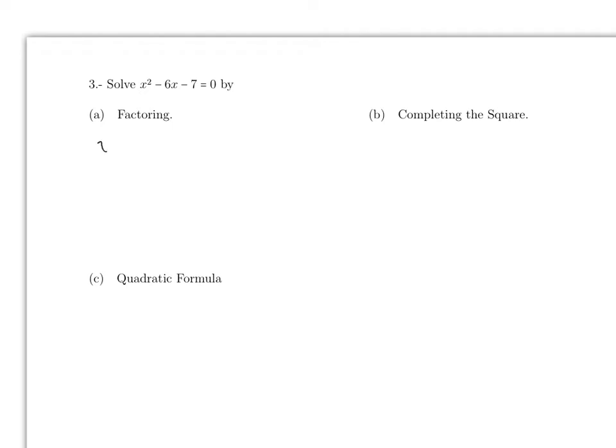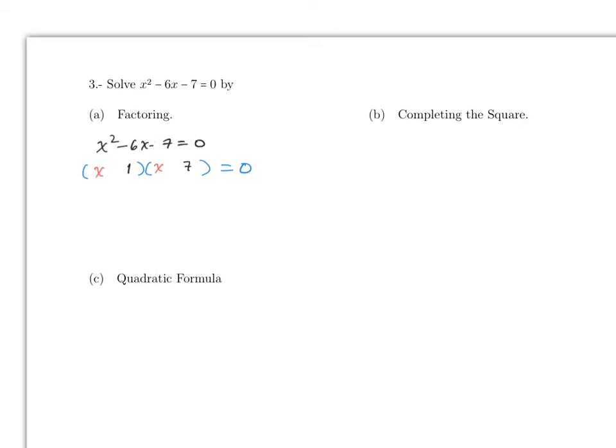Anyway, so the factoring, you need to find two numbers that multiply to 7 and add to -6. And this one is actually straightforward. You don't have many choices. 7 and 1.